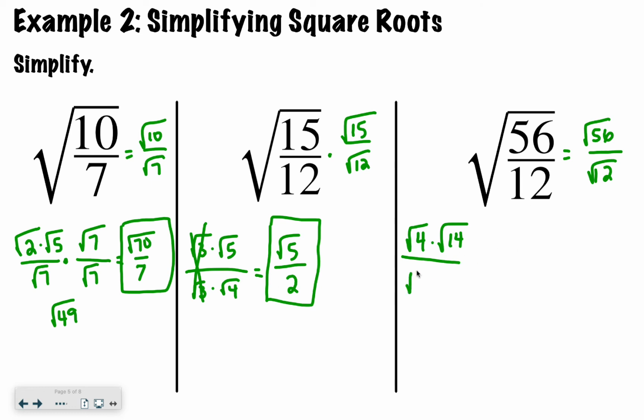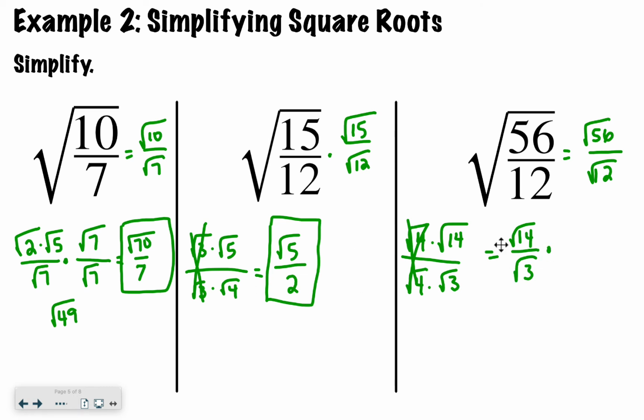I'm going to break up 12 into the square root of 4 times the square root of 3. And then from there, those 4's cancel, and I'm left with the square root of 14 over the square root of 3. I'm not done yet, because I still have that square root of 3 on the bottom. So what I'm going to do is get rid of that.